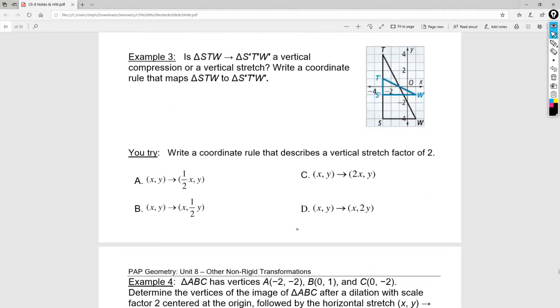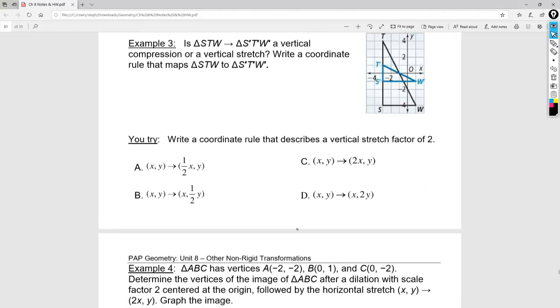Alright, next example, we have a triangle STW, so that's our big triangle here, and our compressed triangle, I should say, because it's much smaller. We can see that, S prime T prime W prime. They're asking if this is a vertical compression or a vertical stretch. This is definitely a compression. Okay, and they want us to write a coordinate rule that maps our larger triangle to our smaller triangle.